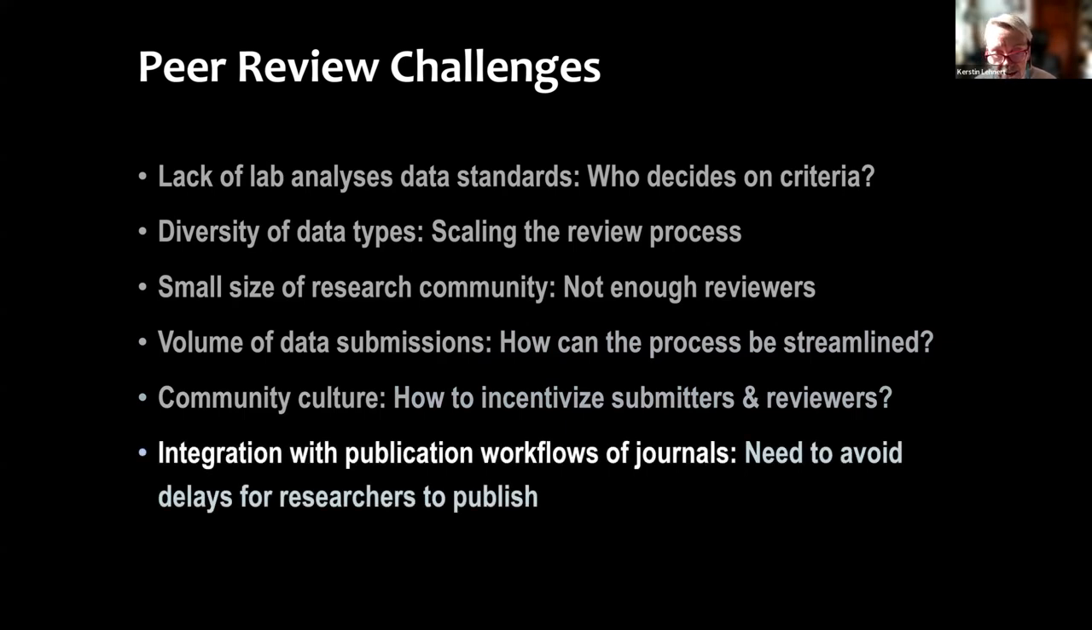And then we're struggling with the fact that the publication workflow for journals needs to be taken into account. Many researchers submit their data only last minute before their article is supposed to be published, and the journal expects the DOI, so we get very little time to actually perform the review.